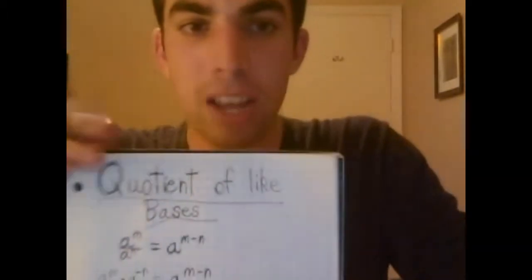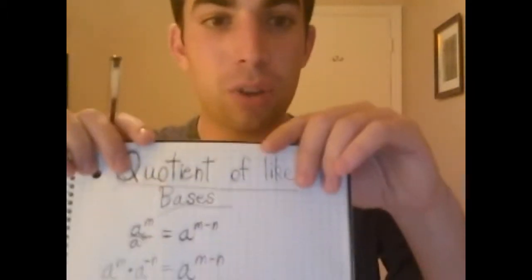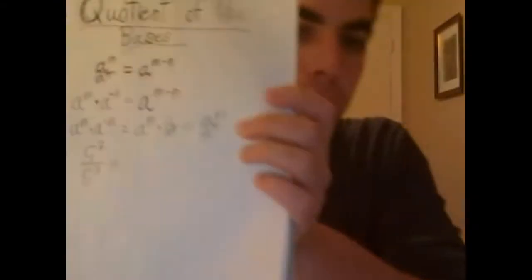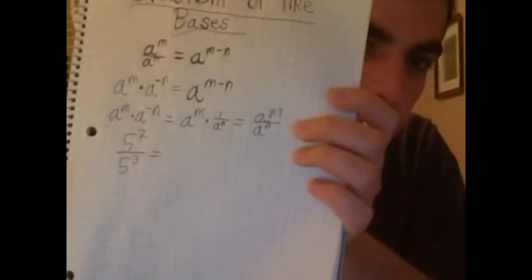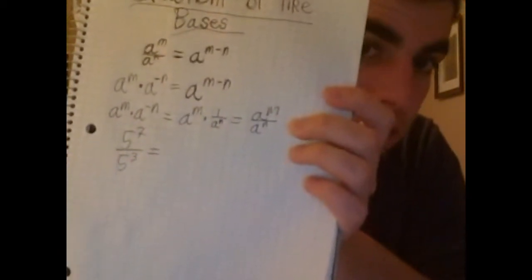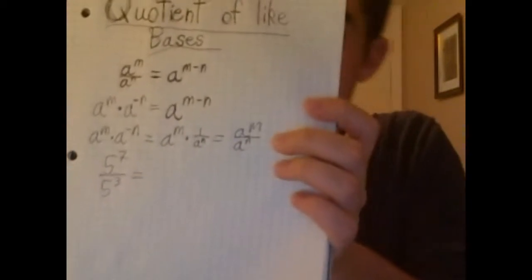If you don't understand this proof, that's okay. I'm going to move on to examples now. So let's say 5 to the 7th divided by 5 to the 3rd. Our formula says that this equals 5 to the 4th, right? Because 7 minus 3 is 4. And that's really all you need to know. That this is 5 to the 7 minus 3 equals 5 to the 4.